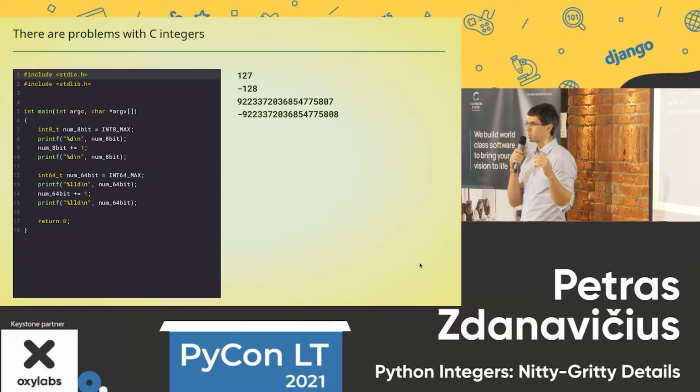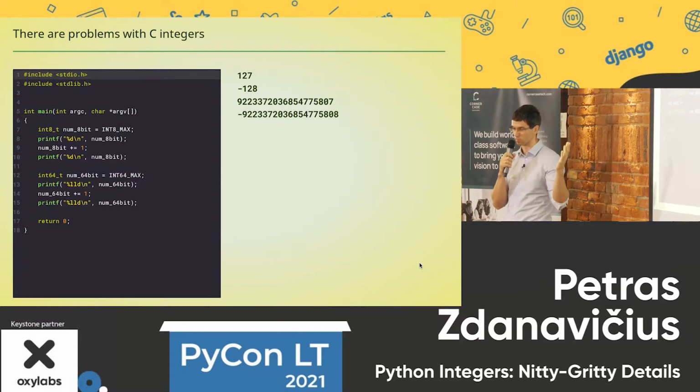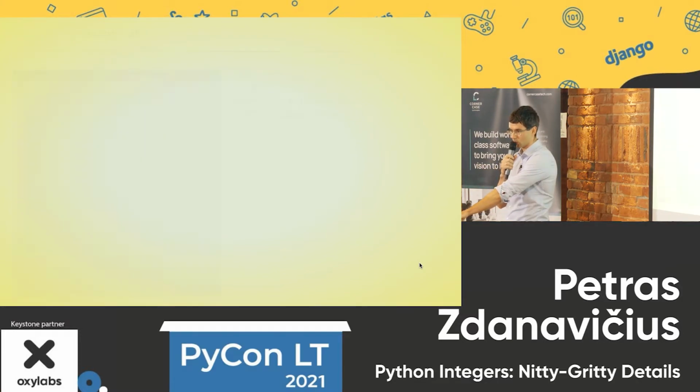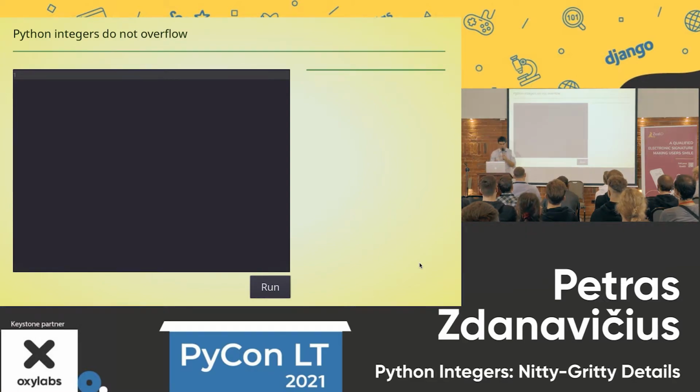For example, there's some old game where you can defeat the main boss, a very powerful boss, simply by healing it instead of trying to fight it, thanks to integer overflow bugs. And Python integers do not overflow. Let's try if it's actually working.